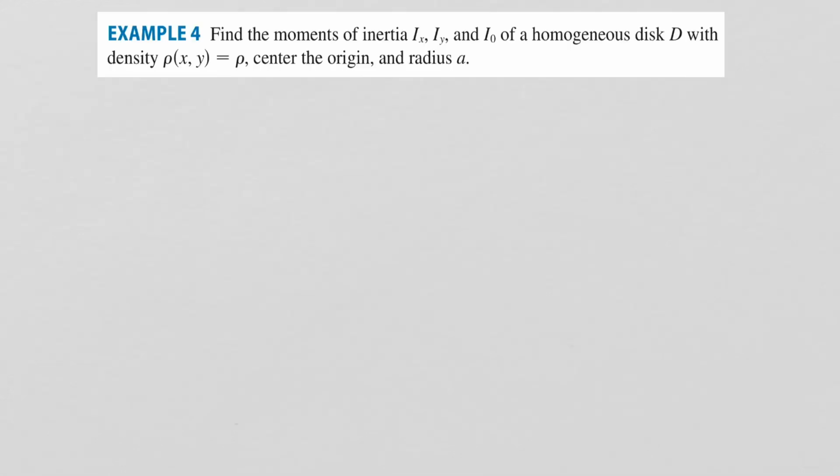So here we want to find the moments of inertia Ix, Iy, and I0 of a homogeneous disk D with density rho of xy equals rho. All right, so we have a constant density function, and we have a disk, which is basically a circle. The center is at the origin, and the radius is a. So let's go ahead and take a look at the region. We have an x and y axis, disk of radius a, center at the origin.